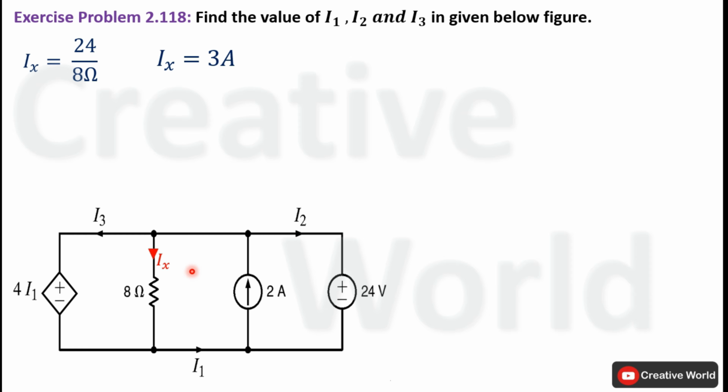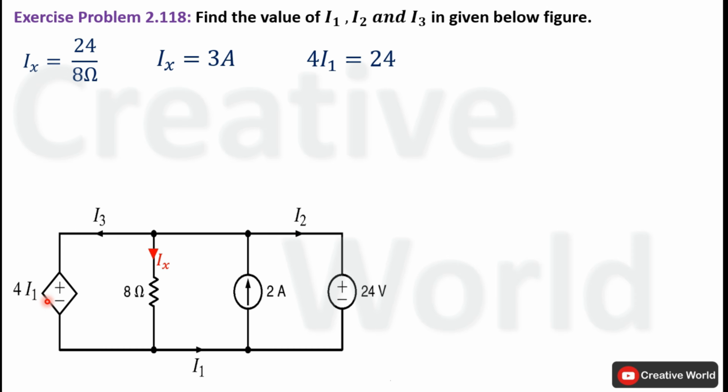Now another parameter can also be retrieved using this information. This same voltage 24 volt will be appearing across this dependent voltage source because of parallel connection. So we can say that the voltage across this dependent voltage source, that is 4 times I1, is equal to 24 volt. Using this information, we are able to calculate the value of current I1.